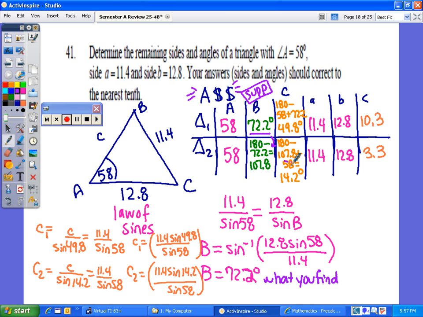But you know, a triangle's not complete unless you have 3 angles and 3 sides. So here I use the law of sines again to find my value for C1, which is this one, and C2, which is this one. All right, so basically I'll give you a moment to write all this out.